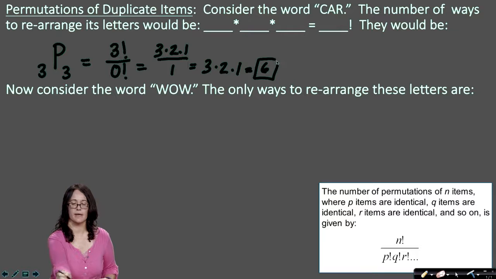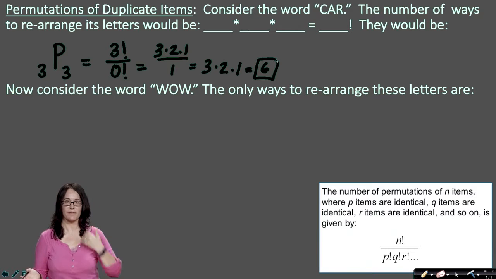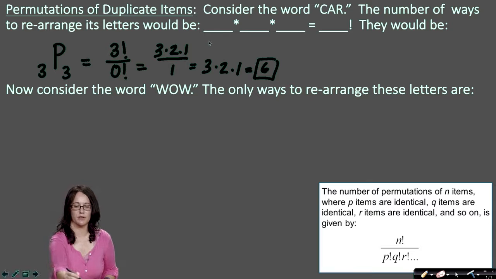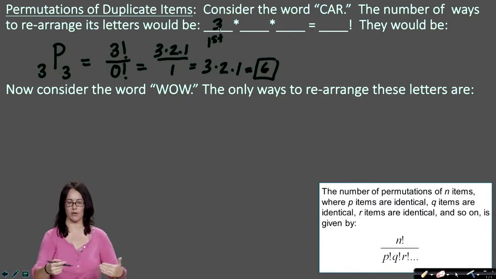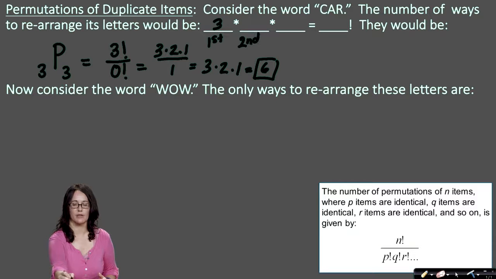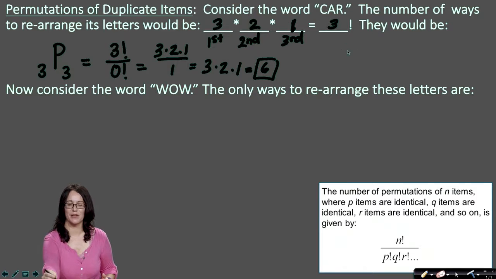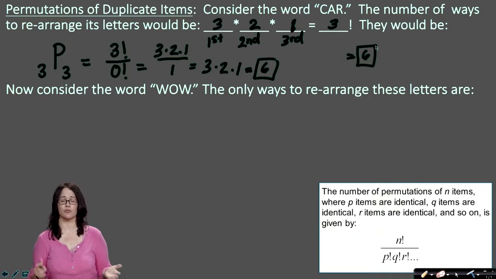But there's a faster way to do that, just using the FCP, right? For the first selection, you have 3 options, C, A, or R. Once you've picked one of them, now for the second option, you only have 2 letters, right? And finally, for the third option, by default, you're down to that last letter. 1 letter left. And there is 3 times 2 times 1, or 3 factorial, which is also known as 6. So yes, there would be 6 ways possible to rearrange the letters in the three-letter word car, okay?